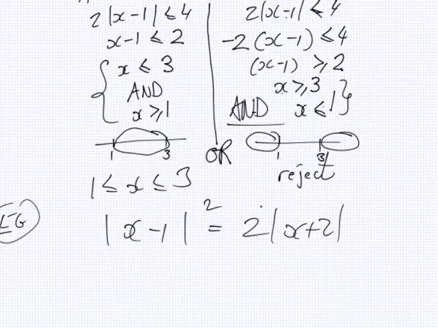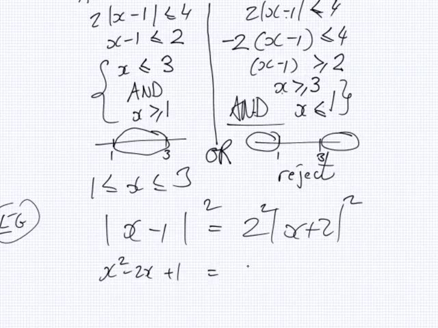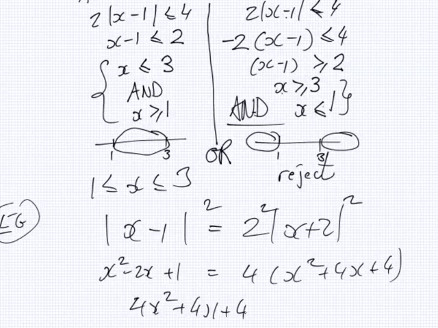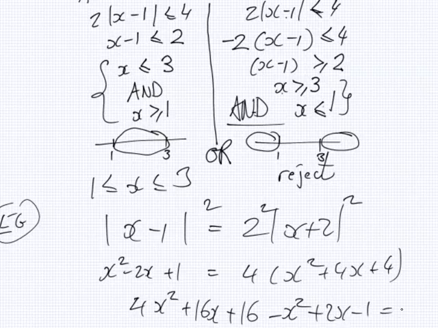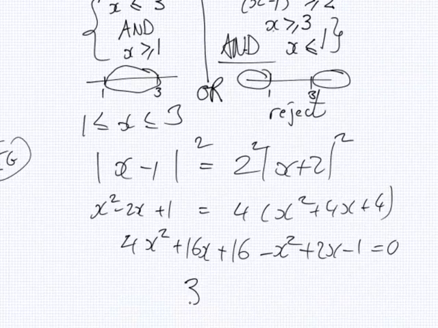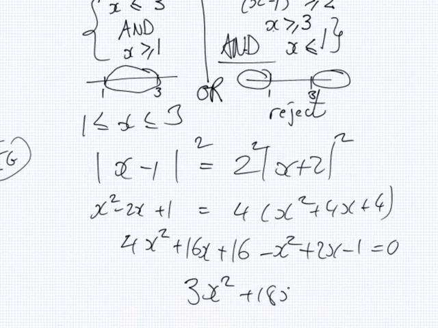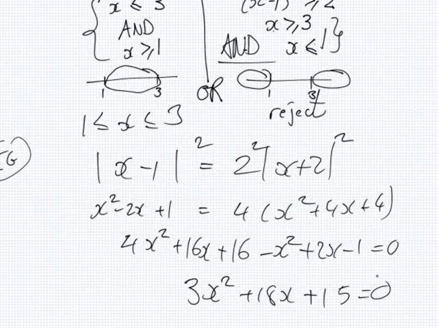So if you square, you would get x squared minus 2x plus 1 must be equal to 4 times x squared plus 4x plus 4. So you get 4x squared plus 16x plus 16, minus x squared plus 2x minus 1, equals 0. So you get 3x squared plus 18x plus 15 equals 0. And it's now just a quadratic to solve, which is perfectly normal here.